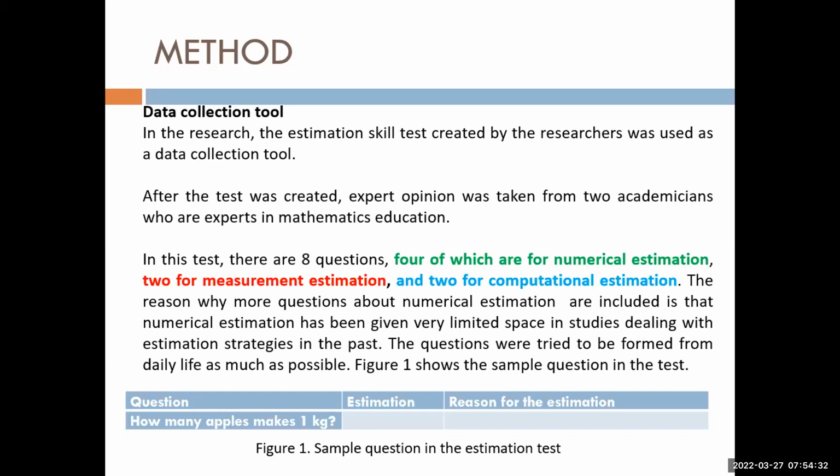We collected the data according to an estimation skill test created by the researchers. After the test was created, expert opinion was taken from 2 academicians who are experts in mathematics education. In this test, we asked 8 questions, 4 of which are for numerosity estimation, 2 for measurement estimation, and 2 for computational estimation.